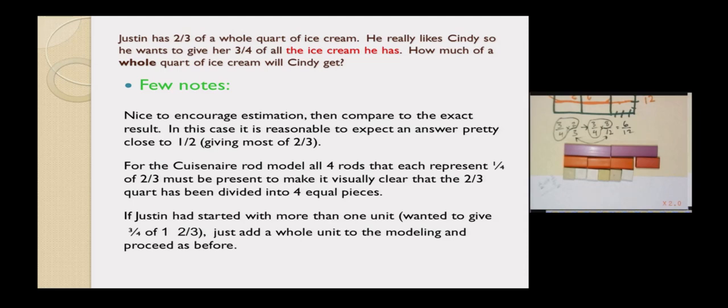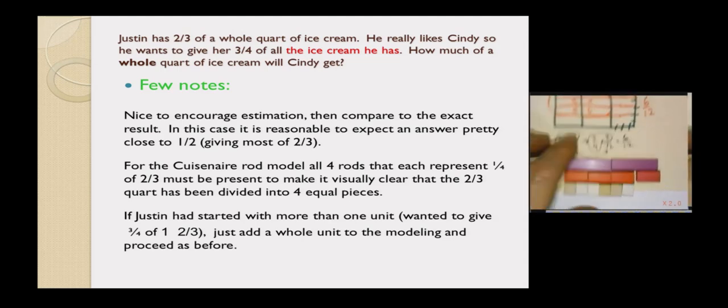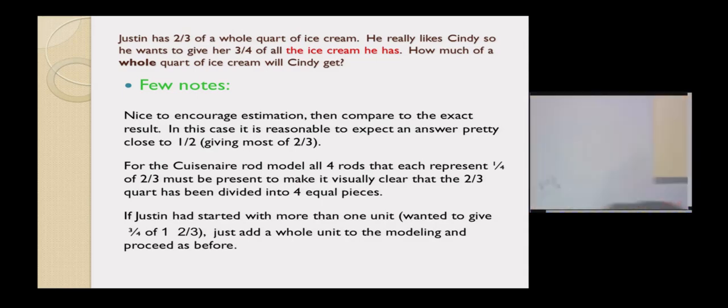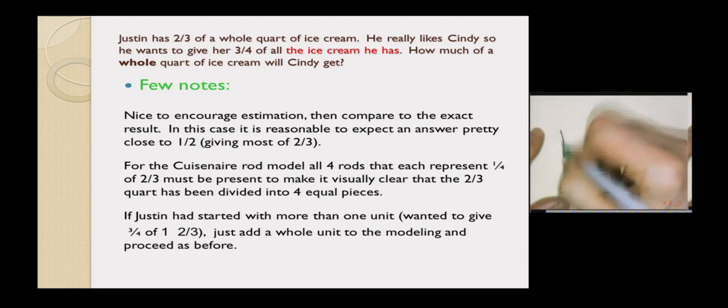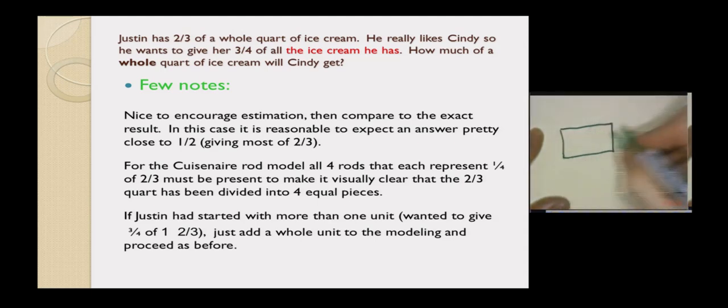And then the next thing with Cuisenaire rods, if you'd started with more than 1 unit, in other words, suppose he started with 1 2/3 quarts of ice cream, how do you do that? Well, let me show you very quickly with an area model. And you do the same thing with the Cuisenaire rod models. You just add a unit to what you had. So you have 1 2/3 whole quarts of ice cream. So there's the first quart of ice cream. You have all of that.